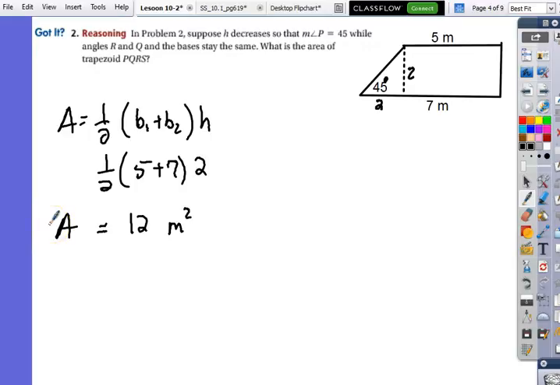Is everybody okay with that? If we took a test and I put 12 meters but didn't put square meters, would you just take off 1 point? Yeah.